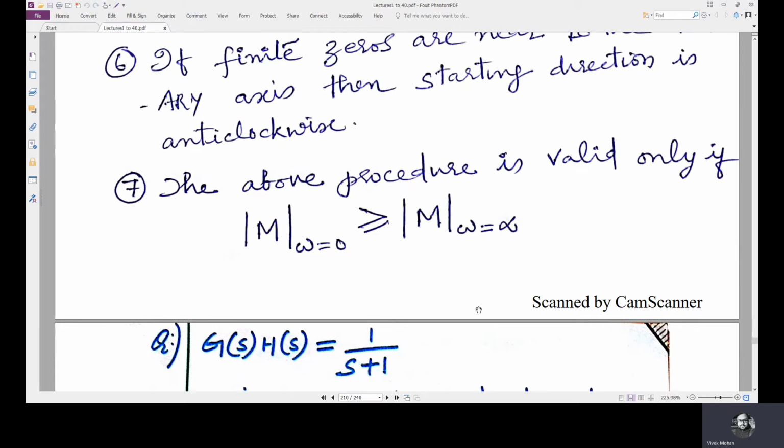Now the above procedure is valid only if magnitude at omega equals 0 is greater than or equal to magnitude at omega equals infinity. That means the polar plot is valid only if magnitude evaluated at omega equals 0 is greater than or equal to magnitude evaluated at omega equals infinity.